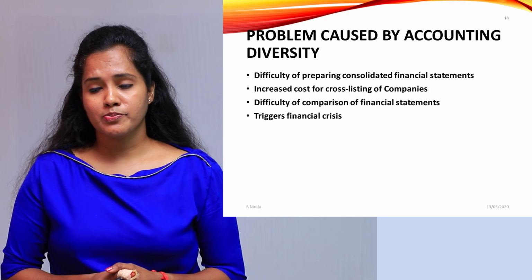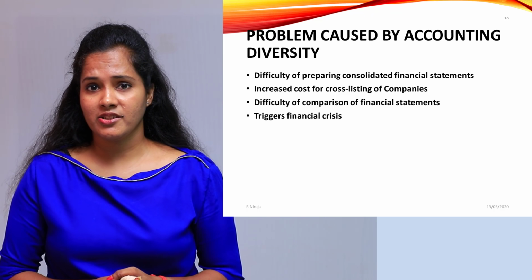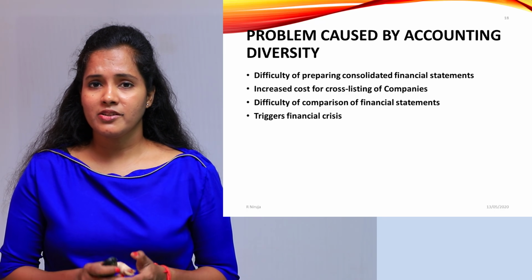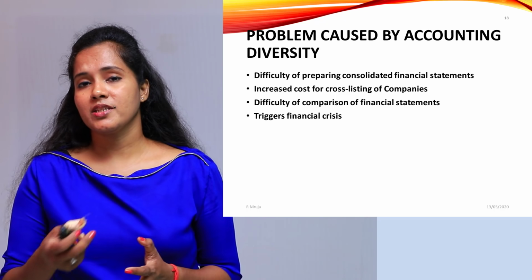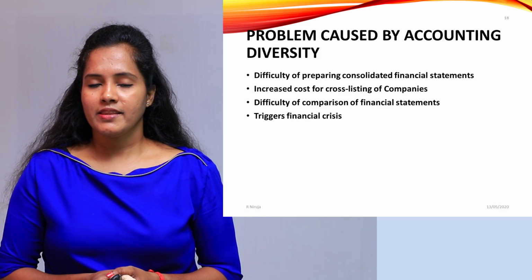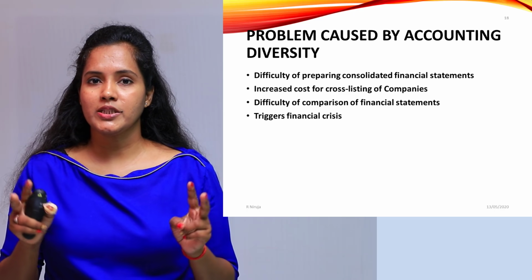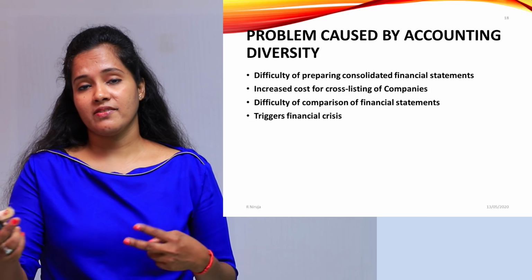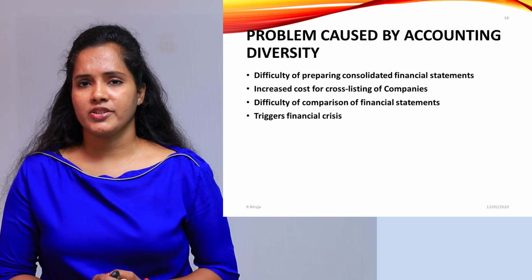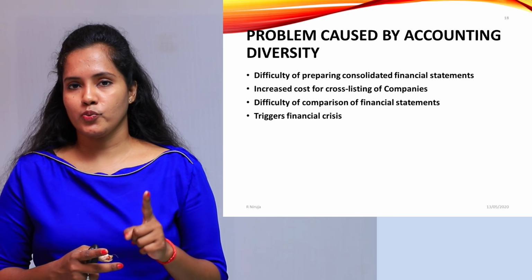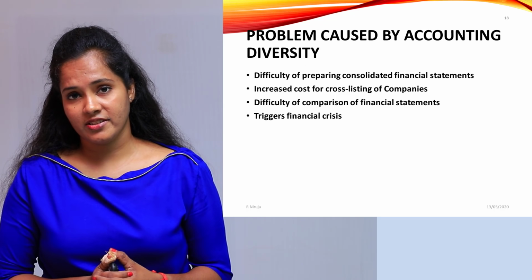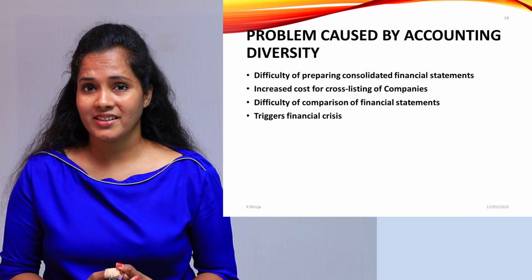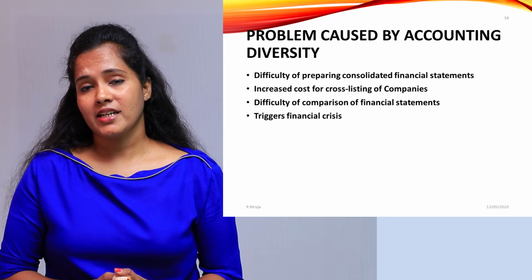The first problem posed by accounting diversities is the difficulty of preparing consolidated financial statements. For example, if a company has subsidiaries in other countries, they have to prepare accounting reports in two countries' accounting systems. One is the parent's home country, and the other is the subsidiary company's country. When they merge those reports into one, that is known as the consolidated financial statement. When they merge, they may face some difficulties in the measurement and recognition of assets, liabilities, income and expenses.